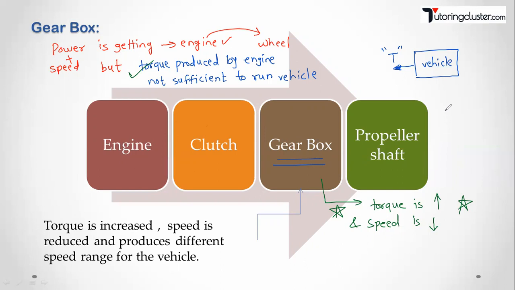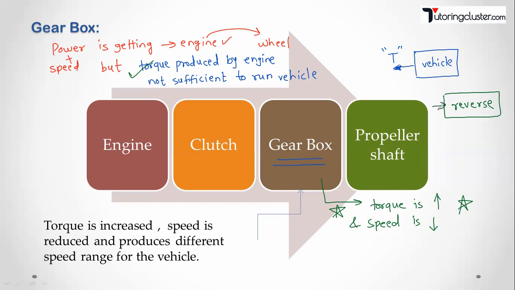Now there are other functions also of gearbox. Let's say आपको व्हीकल को रिवर्स लेना है. So it is possible with gearbox. With the reverse gear, gearbox can provide means to move your vehicle in reverse direction. Is it clear? Right.